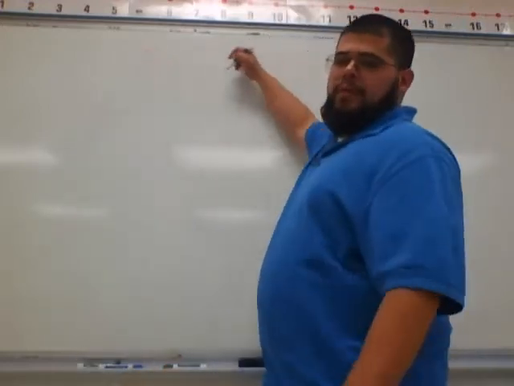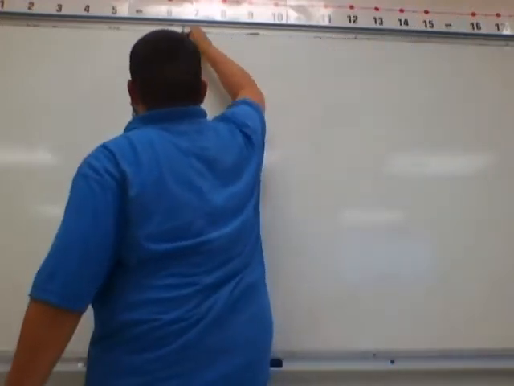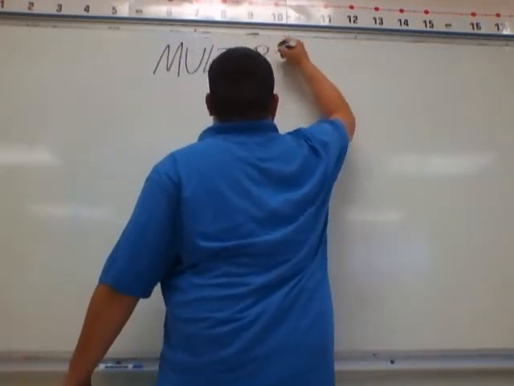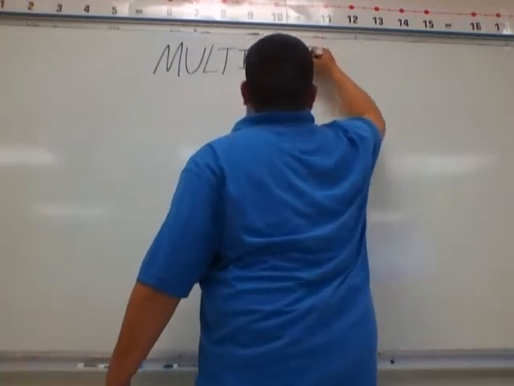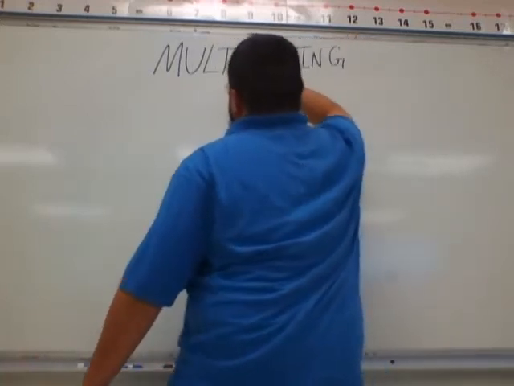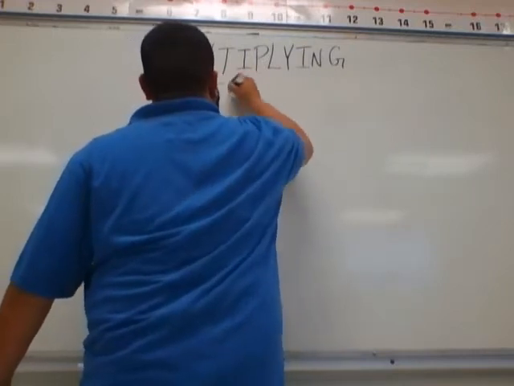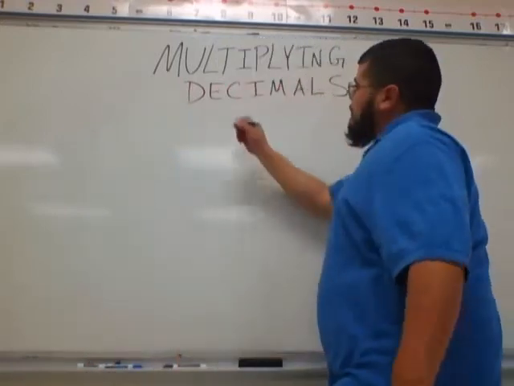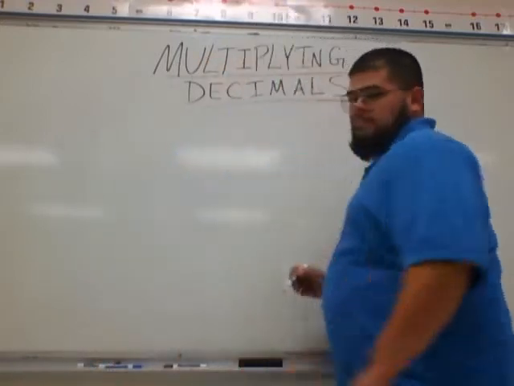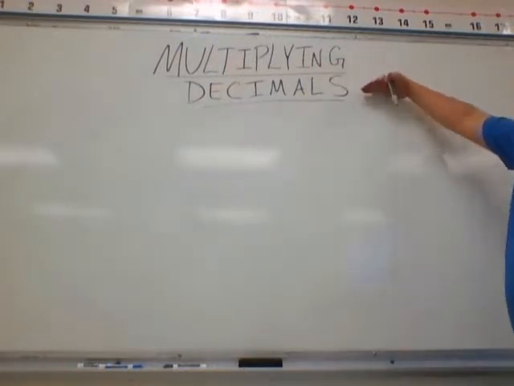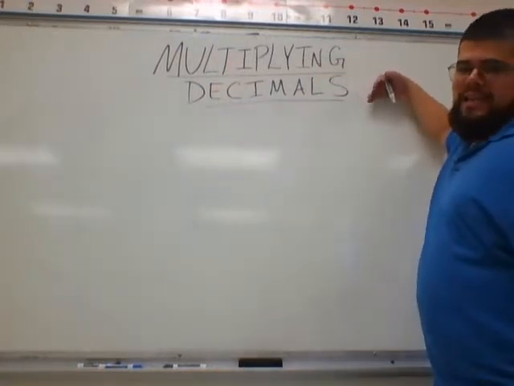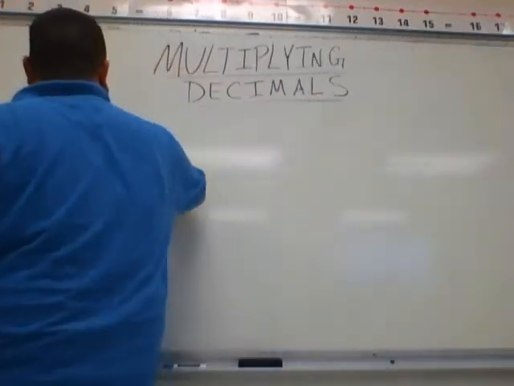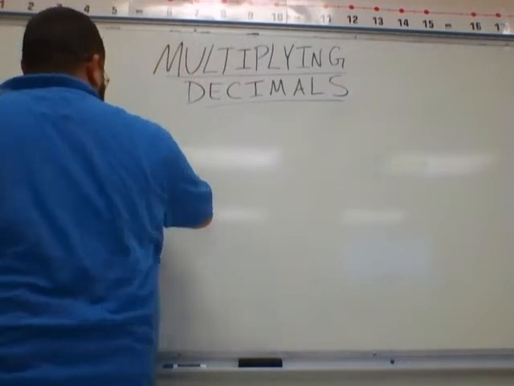You should write this at the top of your paper, what I'm about to write right here. Underline it. Multiplying decimals. All right, so an important thing to note right now. Just note this down. I'm going to erase it in a second. I'm going to write it very big so you can see it.